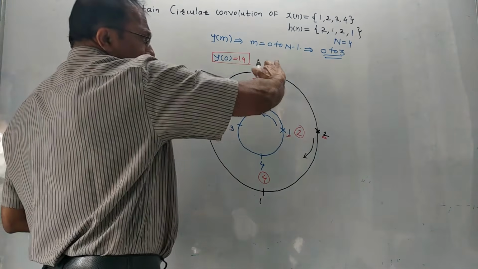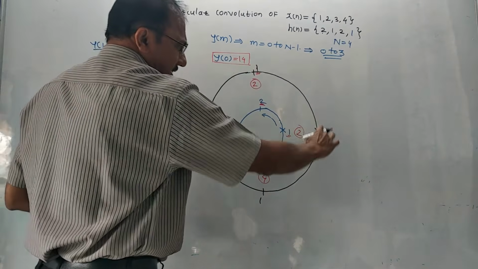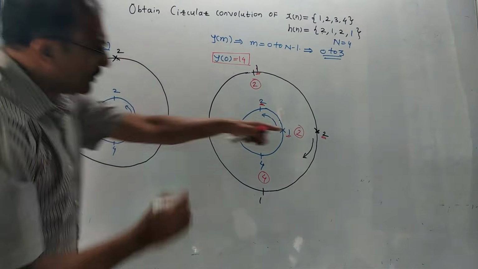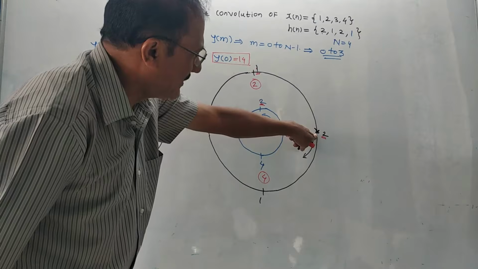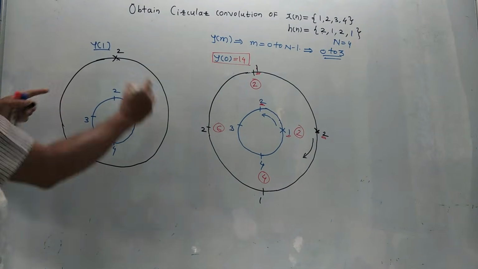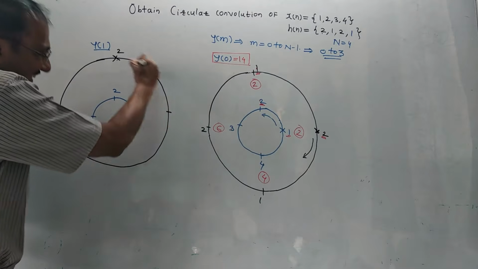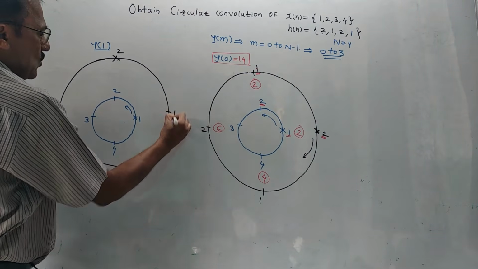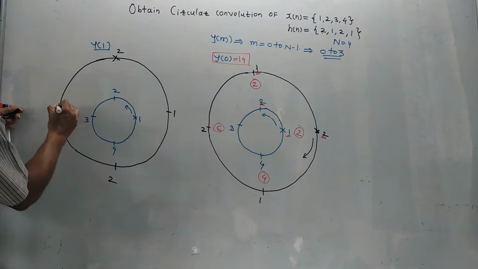Just rotate the starting point. Then after that, plot the samples in clockwise direction. So samples are 2, 1, 2, 1. I have just rotated. This was starting point in the earlier case. Now starting point is rotated in an anti-clockwise direction. But plot the samples in clockwise because this is the outer circle. So it becomes 2, 1, 2, 1.